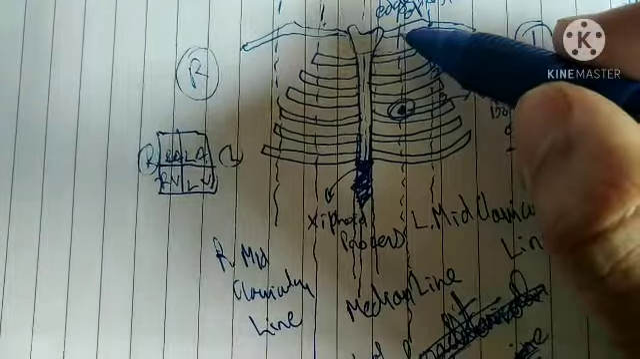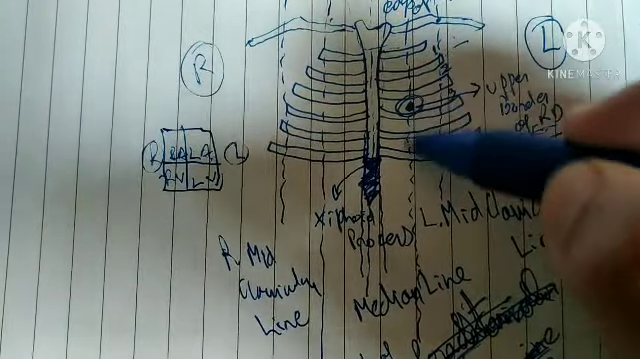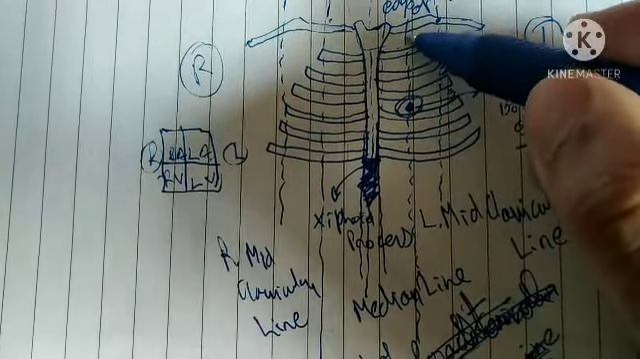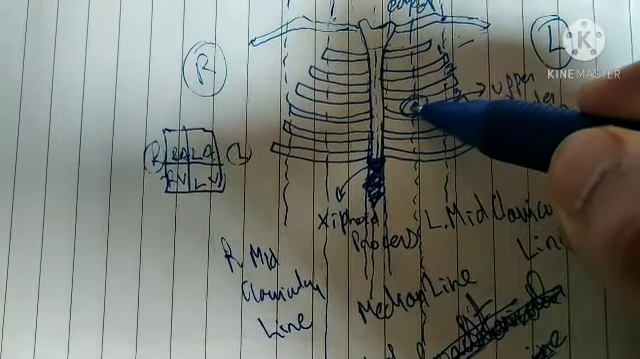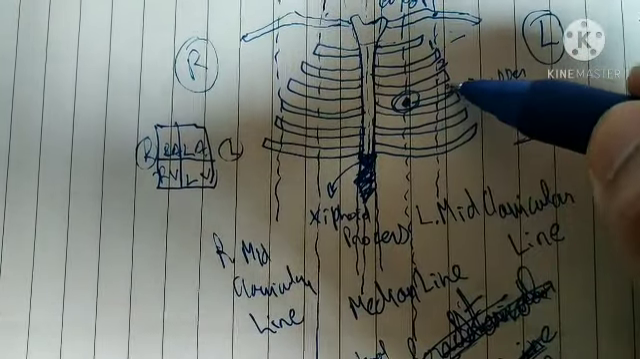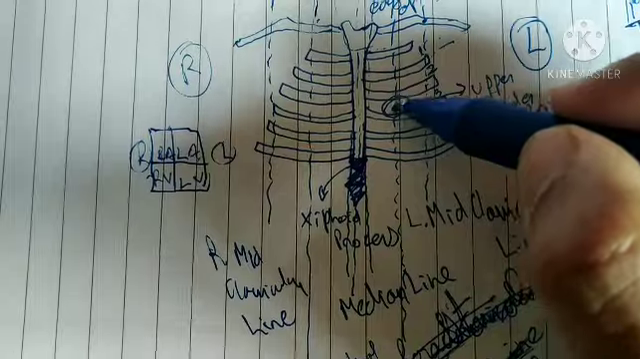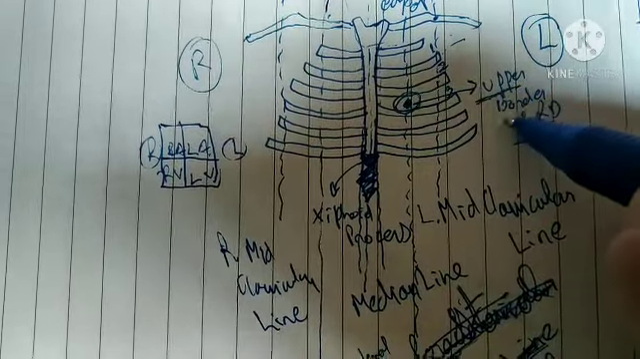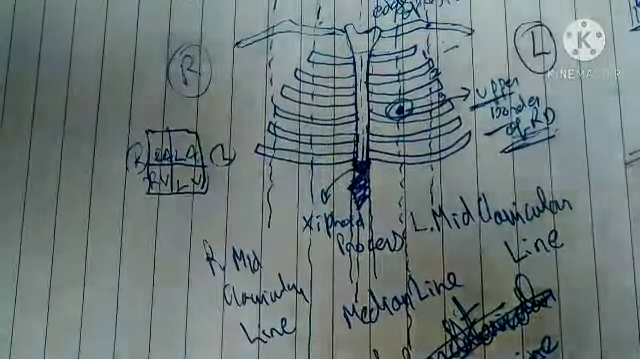So by doing percussion on the left parasternal line in the 3rd intercostal space on the left side, we find the upper border of relative dullness.